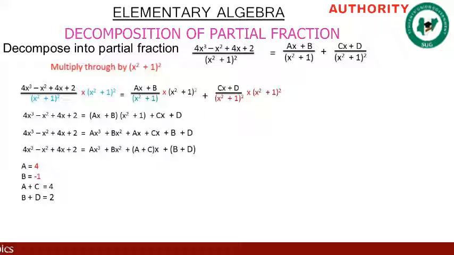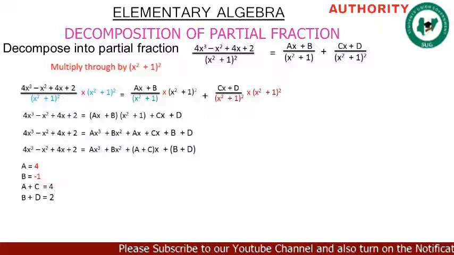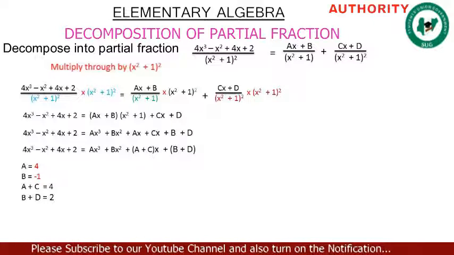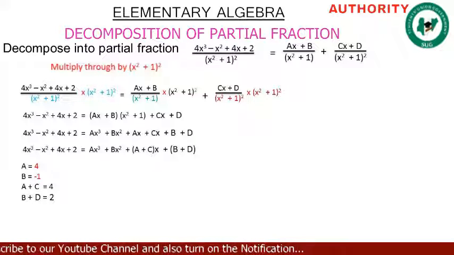Now let's go. The coefficient of x on the left hand side is 4, while the coefficient of x on the right hand side is a plus c. Comparing them, we'll have a plus c is equal to 4. Also, the coefficient of x raised to power 0 on the left hand side is 2, while on the right hand side we have b plus d. So comparing them, b plus d is equal to 2. So we have found that a is equal to 4, b is equal to minus 1.